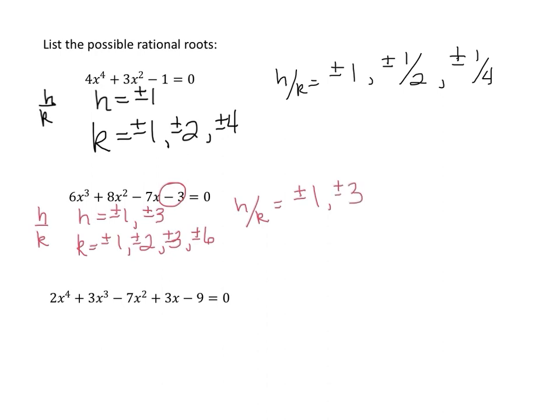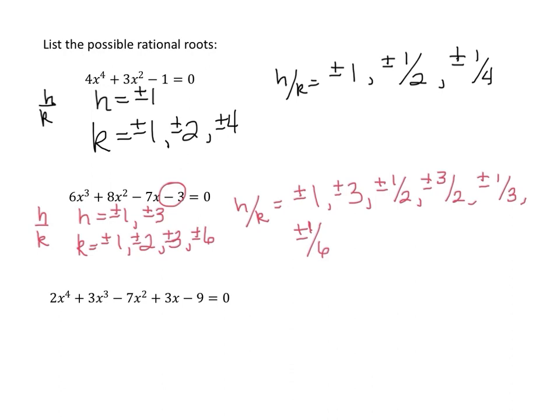So now when I'm listing out those roots, I have 1 over 1, 3 over 1, 1 over 2, 3 over 2, 1 over 3, 3 over 3, which we don't write because 3 over 3 is 1, and that's already there. We've got 1 over 6, and then we won't write 3 over 6 because 3 over 6 is a half. So this is the list of all the possible rational roots. They're not exact, remember, they're the possibilities.